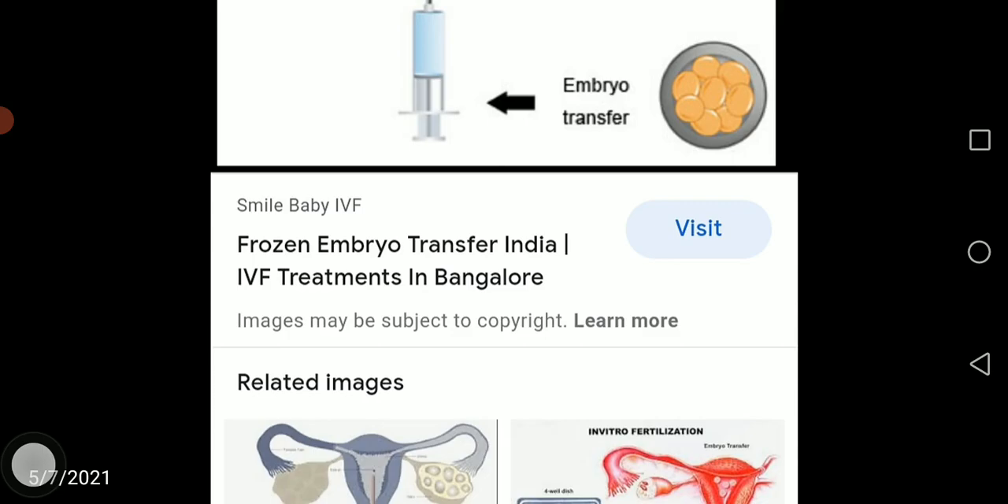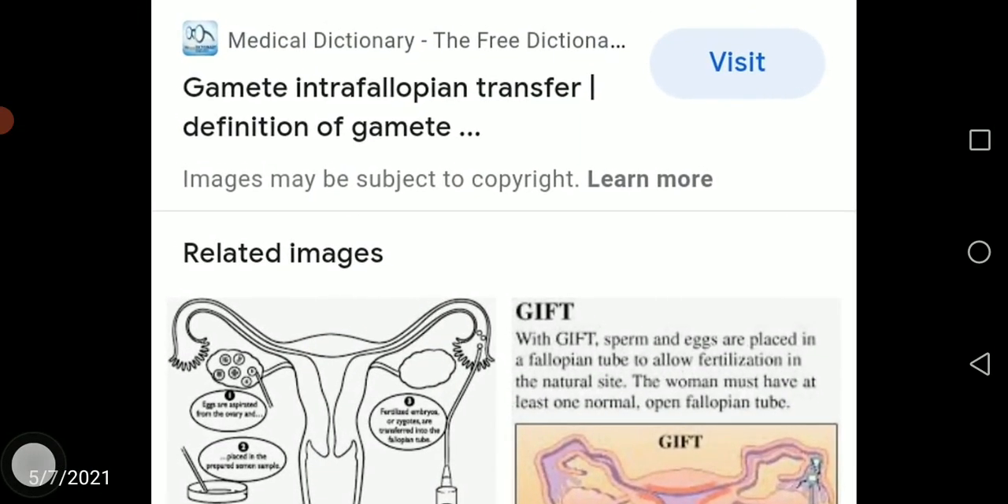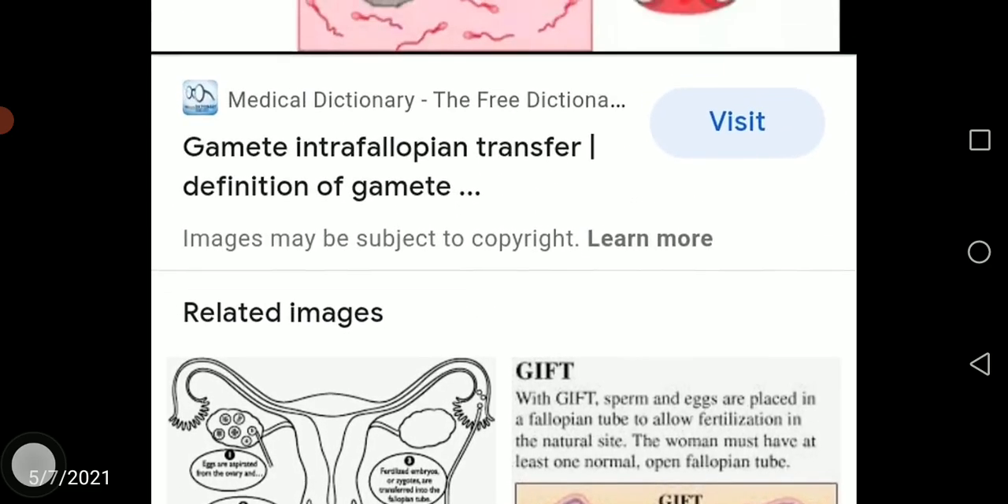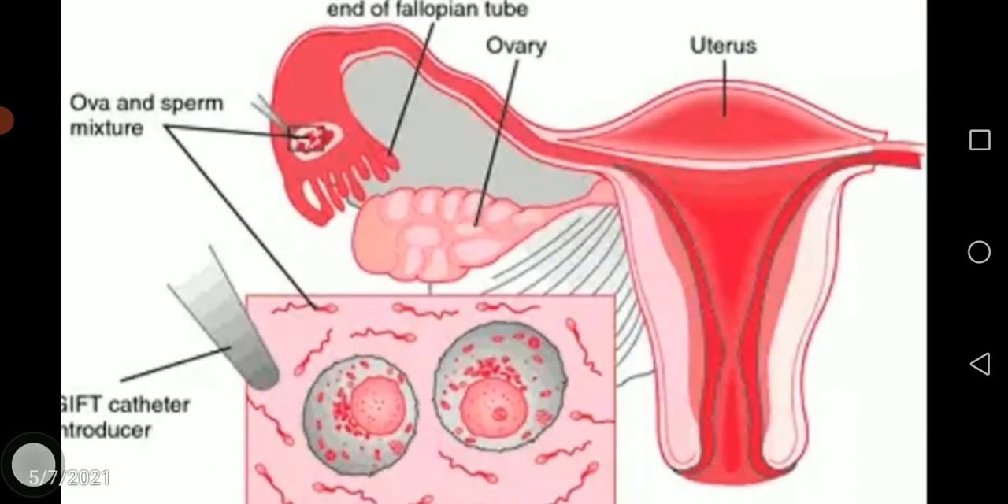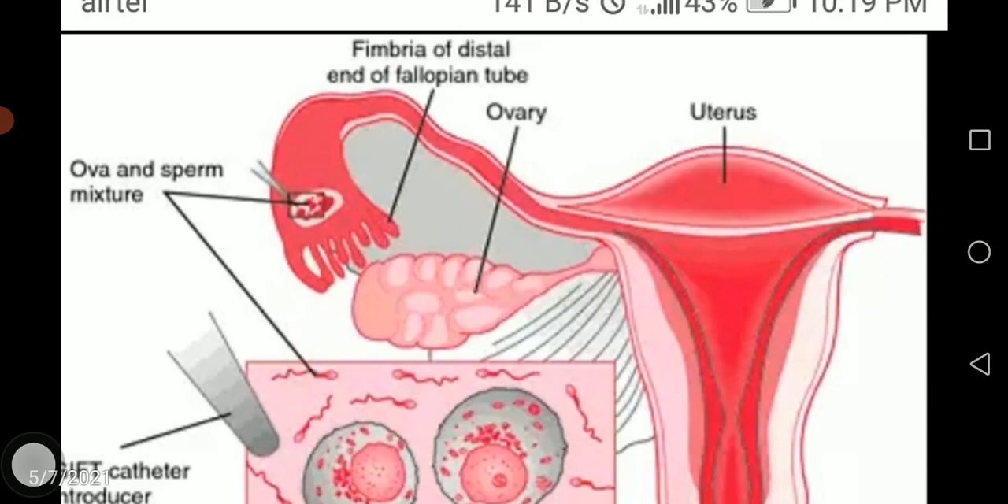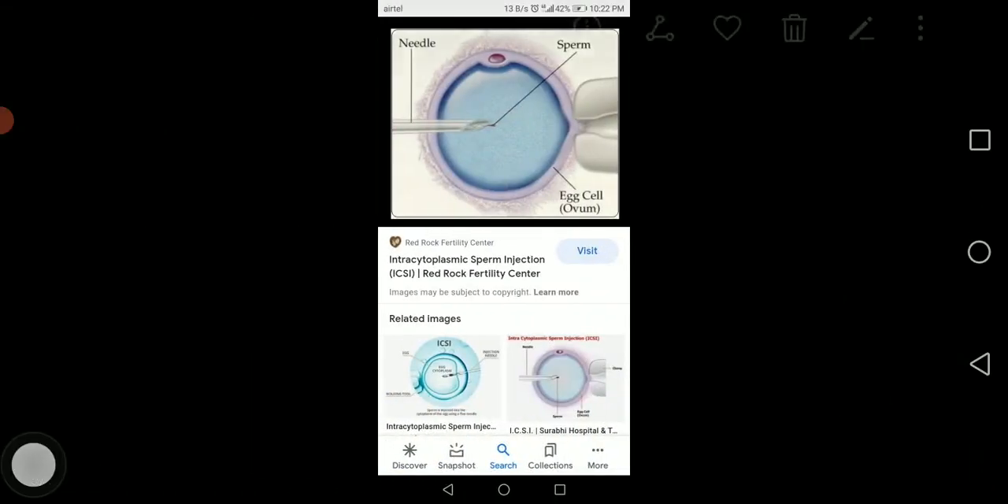The next one is GIFT, gamete intrafallopian transfer. It is the transfer of an ovum collected from a donor into a fallopian tube. Ovum means what? It is the singular form of the plural ova, meaning egg. In this technique, the eggs are collected from the ovaries and placed with the sperms in one of the fallopian tubes. The zygote travels to the uterus and gets implanted in the inner lining of the uterus. So this is GIFT.